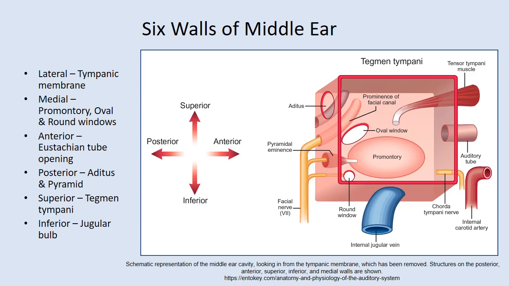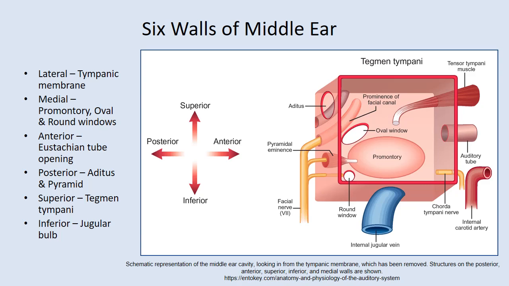Above and behind it are the oval window and the round window, and you can often see the bulge of the lateral semicircular canal. The anterior wall contains the opening of the Eustachian tube and the canal for the tensor tympani muscle. The posterior wall features the aditus leading to the mastoid and the pyramid, a small bony projection.